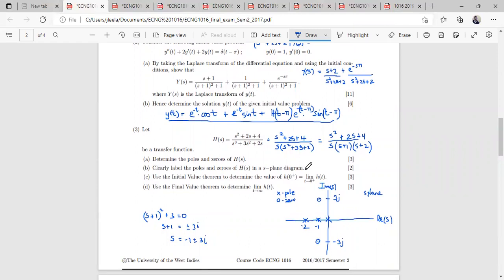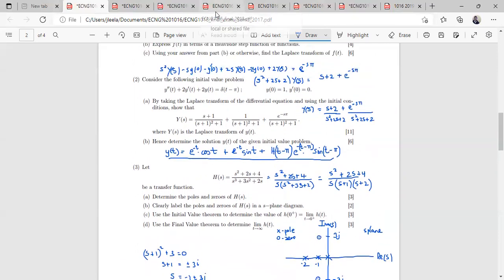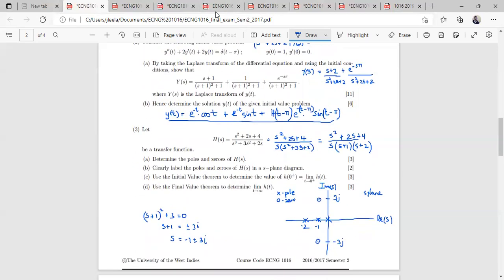Part 3, question 3 rather. So you have a transfer function there, s squared plus 2s plus 4 over s cubed plus 3s squared plus 2s. So what I did, I pull out an s in the denominator. So I have s into s squared plus 3s plus 2.